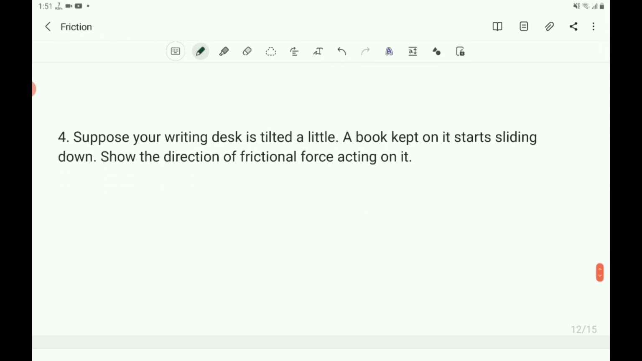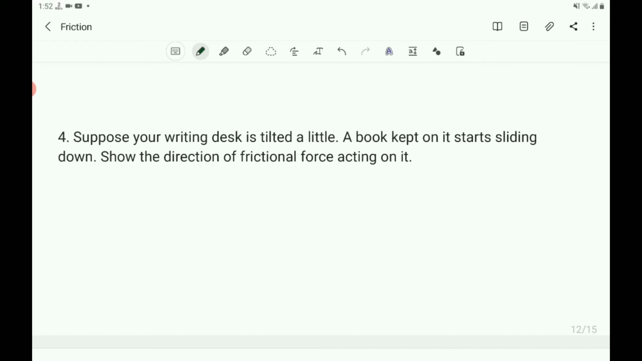Then the next question, what is that? Fourth question. Suppose your writing desk is tilted a little. A book kept on it starts sliding down. Show the direction of frictional force acting on it. So the book is kept on the desk which is tilted a little and the book starts sliding down.